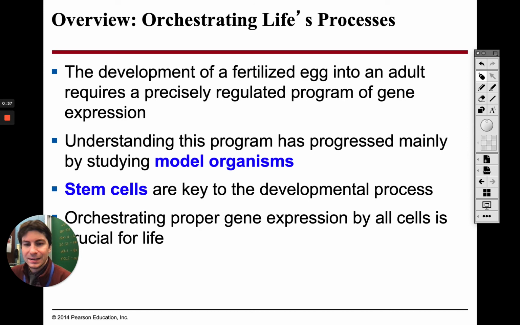But that doesn't tell us how we become what we look like today. If our cells just divide, we're just going to be a big clump of cells. We're not going to have hands. We're not going to have legs. We won't have a head. It's just one big mass of cells. So we are going to talk about stem cells.